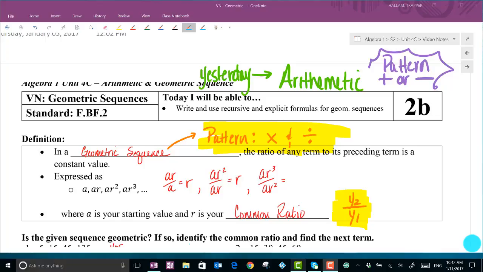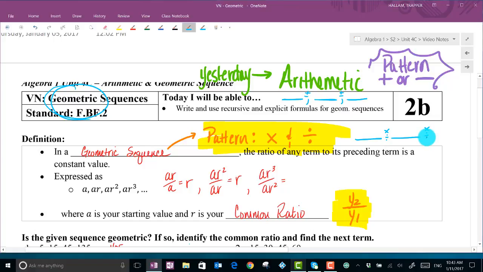If you've been following the video sessions, yesterday we talked about arithmetic sequences. And in arithmetic, the pattern that's generated between each of these terms is going to be addition and subtraction. So that's how we would move between them. In today's notes for geometric sequences, our pattern between our values is going to be either multiplication or division. That's how we're going to move between these.